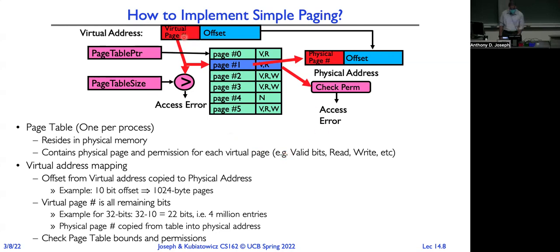Okay, so the rest of the bits of our address, our virtual address, is going to be our virtual page number. So if we had a 32-bit address, it would be 10 bits for our offset, and then the remaining 22 bits would be used for our virtual page number. And 2 to the 22 is roughly 4 million. So we could have up to roughly 4 million entries in our page table.